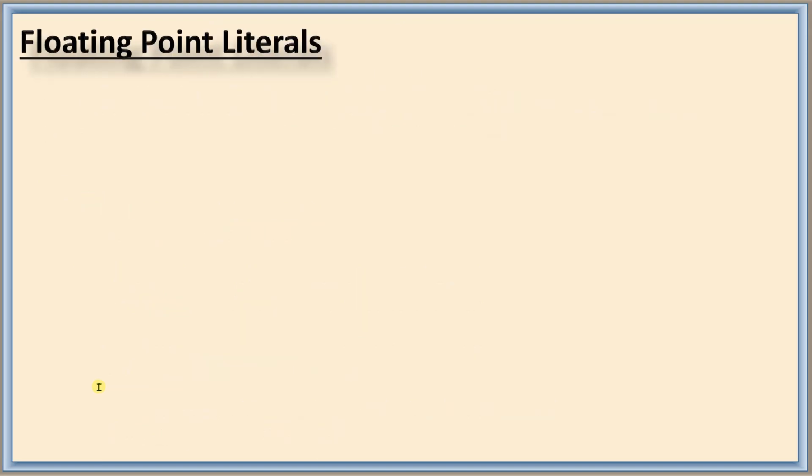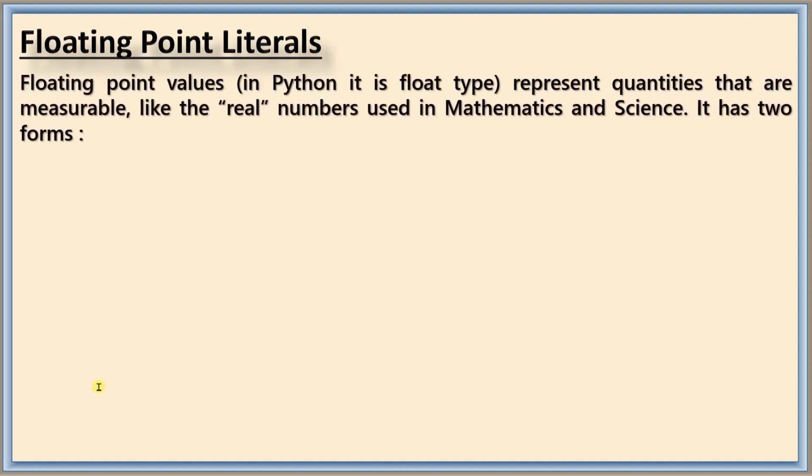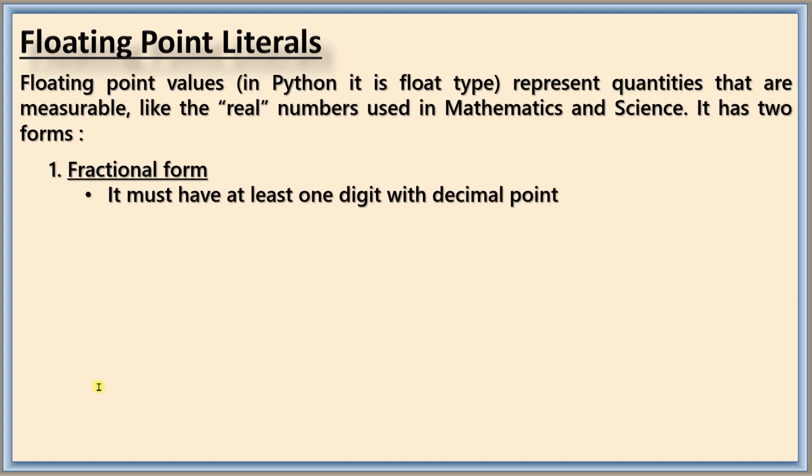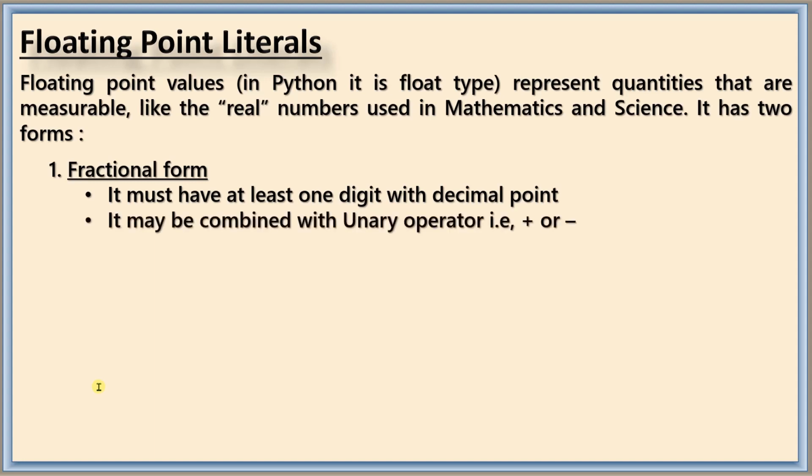Now we will see floating point literals. Floating point literals are decimal numbers, how you represent in mathematics. So that means 5.25, like that. It has two forms. One is fractional form. In fractional form, it must have at least one digit with a decimal point. It may be combined with a unary operator, that is plus and minus symbol. For example, we have 2.25, +587.003, -653.745.